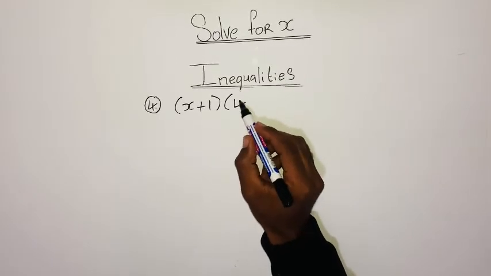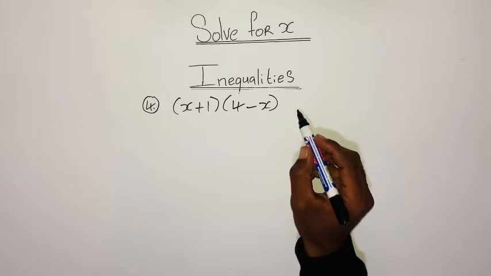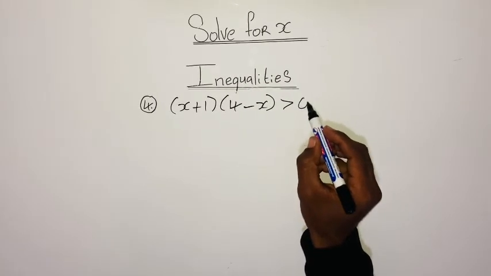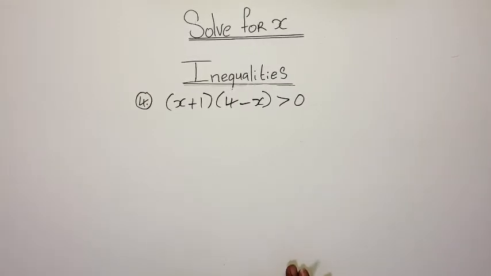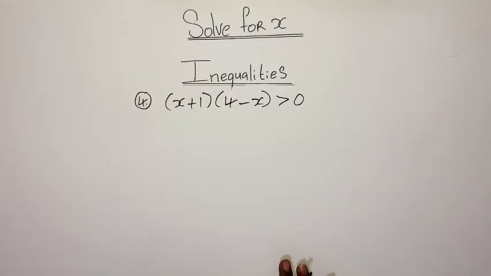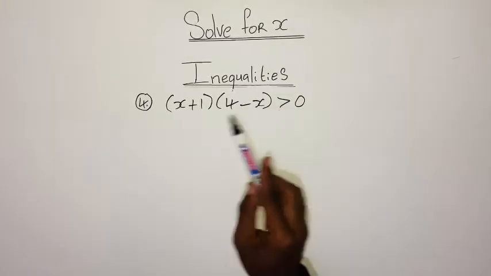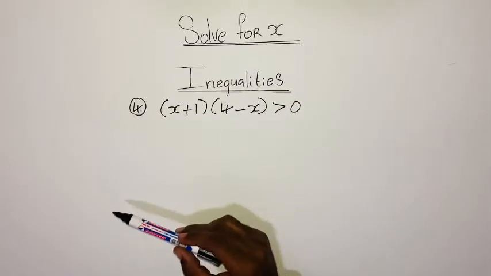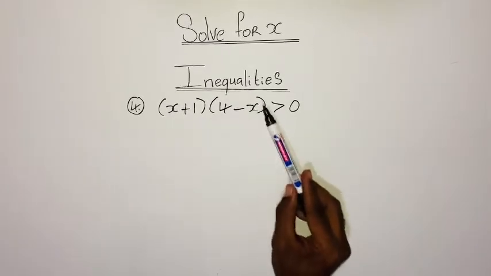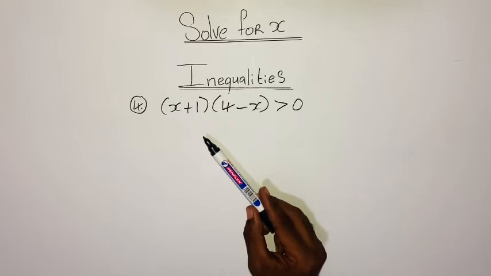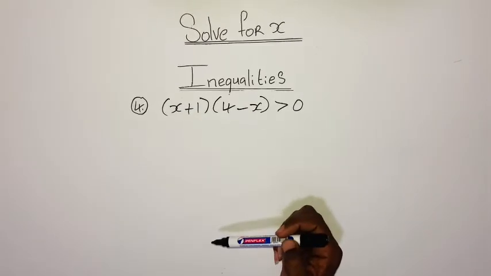Then we have a 4 minus x being greater than 0. So we are still on inequalities, but this question is a bit different from the ones we just dealt with. In this instance, you already have your brackets. It's like they've already found the factors for you, so you just have to continue from here.